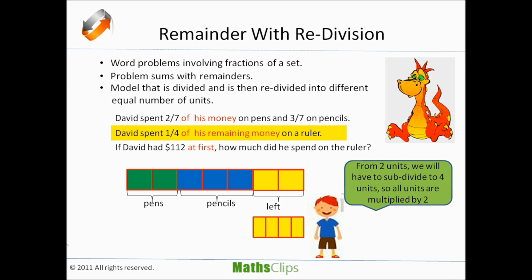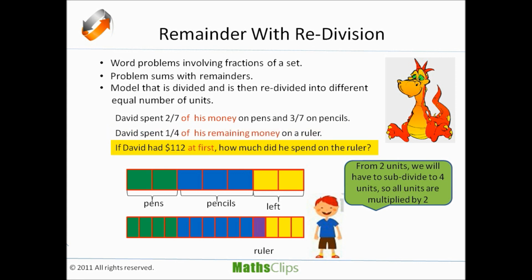So every one will be for the ruler. We take a quarter of it, so that will be 1 out of the 4 units. And then for every one, we now have to multiply that by 2, and that gives us a total of 14 units now.